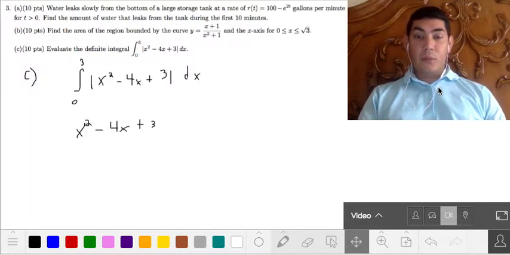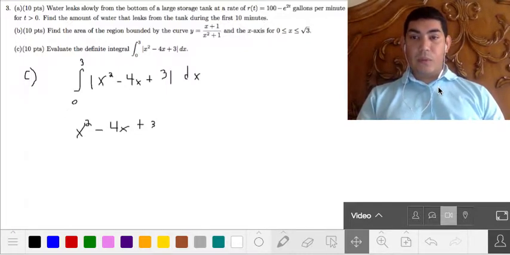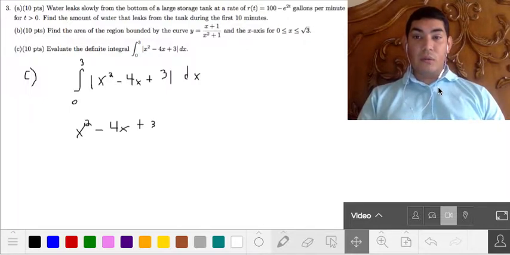Today I'm going to be helping you in a Calculus 1 problem. It's from the spring 2016 CU Boulder. So we're going to be going over part C today of this question, which states the following. Evaluate the definite integral, the integral between 0 to 3, absolute value of x squared minus 4x plus 3, close the absolute value dx.